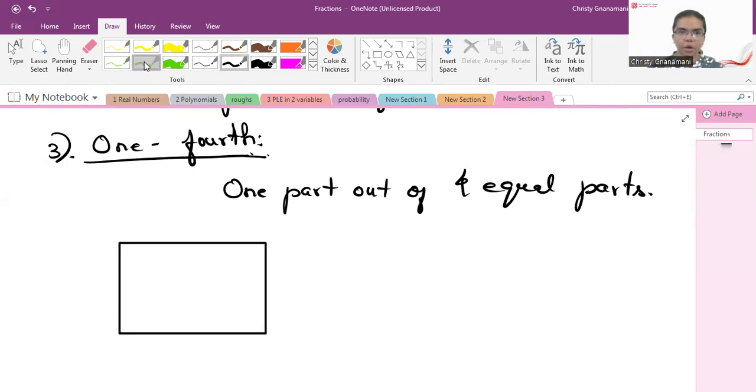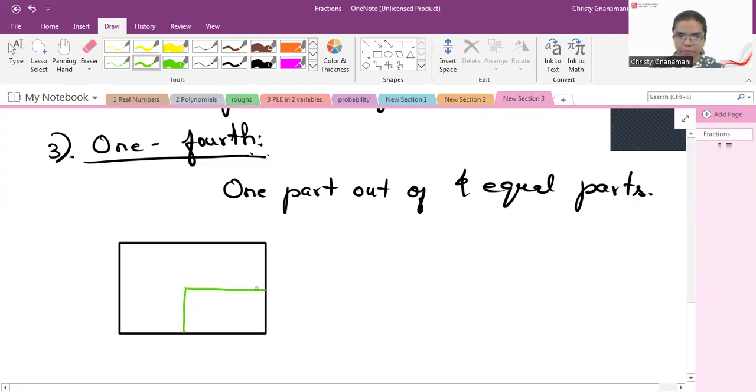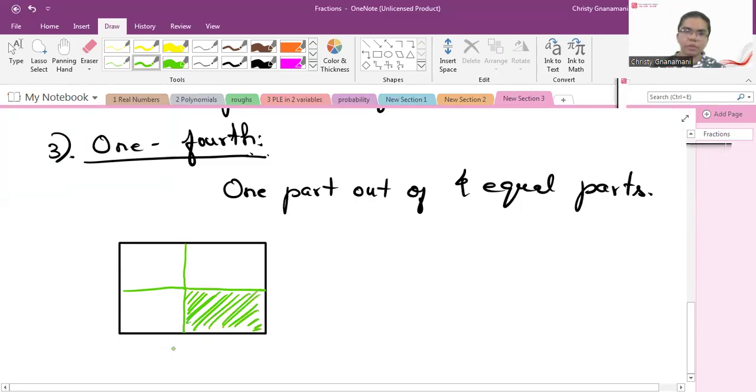So let me draw the rectangle. How do you represent 1/4 of this rectangle? You can draw a rectangle like this. But first you divide it into 4 equal parts, and you shade one of the 4 parts. So this represents 1/4.